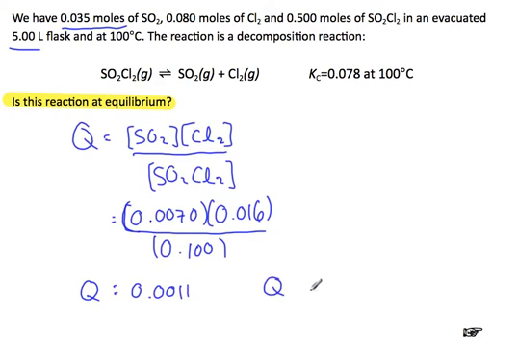Okay, so right off the bat, Q does not equal K. There's K, 0.0780, and we can go as far as to say Q is greater than K. Oops, sorry. Q is less than K. And so that gives us our first answer. The first question is, is this reaction in equilibrium? And the answer is no, because Q does not equal K.